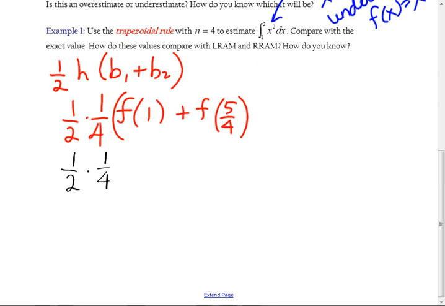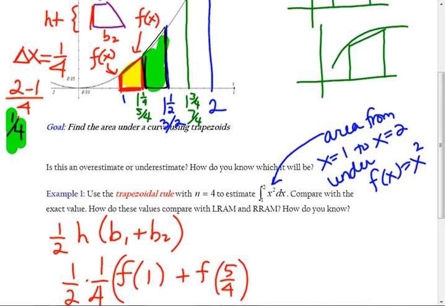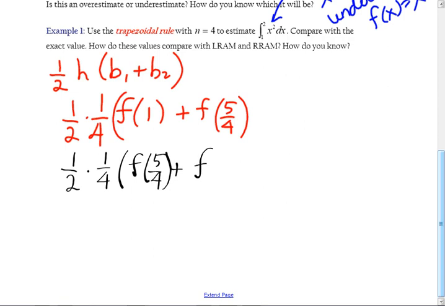You don't have to keep it the same. Read the problems carefully on the exam. They might change it. And then it's going to be 1/2 of 5/4 plus f of, that's this base here. I want to call it the height of the curve, but it's the base of the trapezoid. So it's f of, what was it? 3/2.